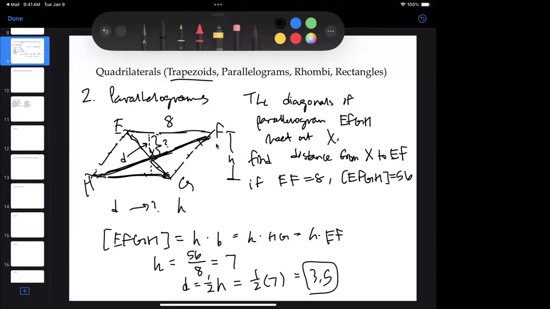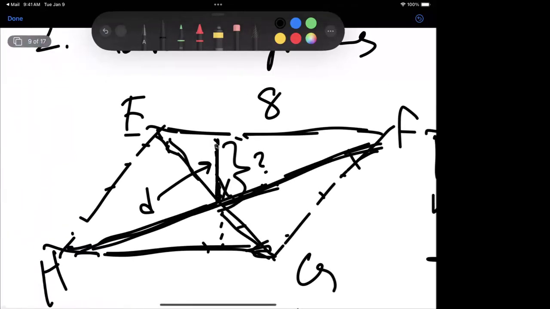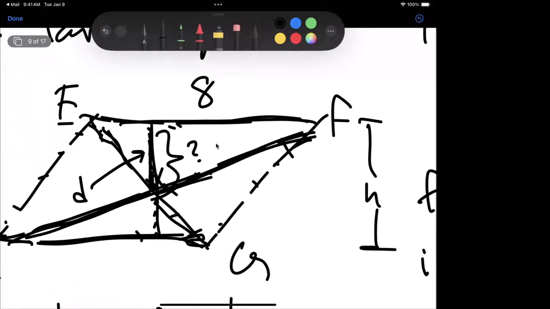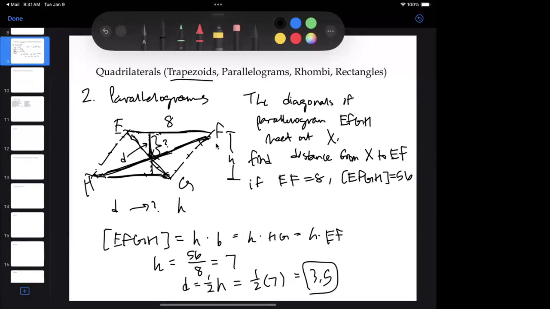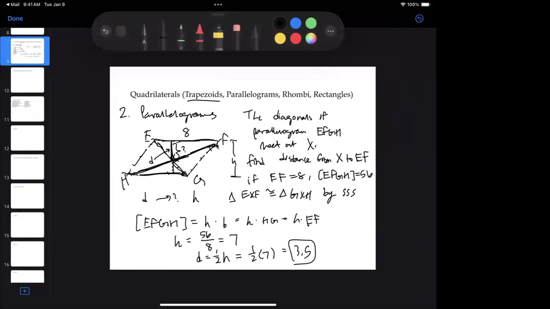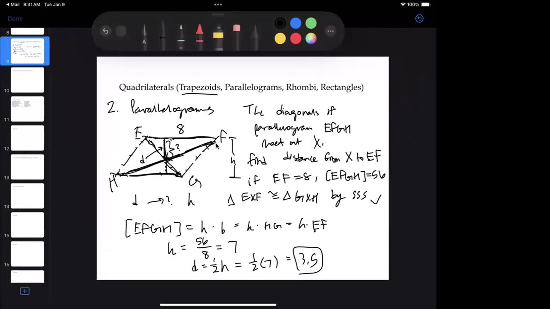Very good. So again, this is one half of the whole height because these two triangles are congruent, right? Triangle BXF is congruent to triangle GXH, we can do SSS. So that means their altitudes must be congruent. Okay, very good.